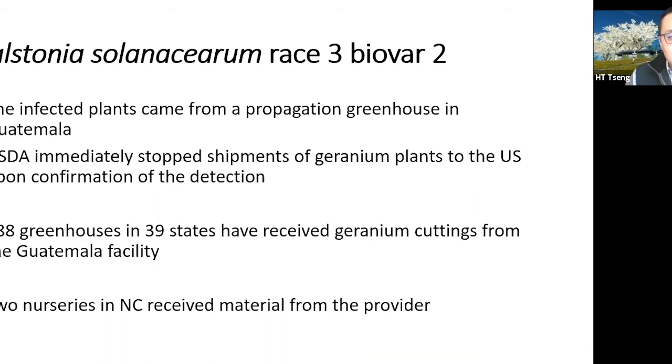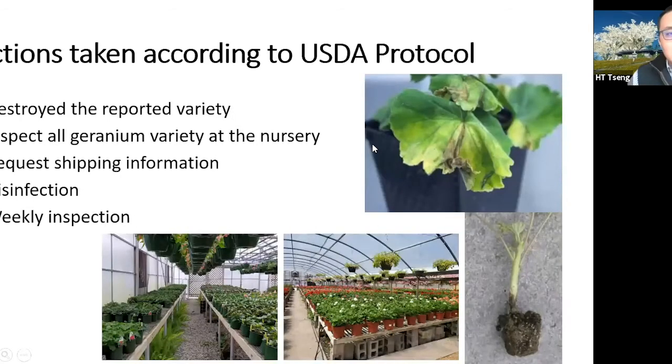Unfortunately for us, those greenhouses were mostly up in the Northeast, and there were only 2 nurseries in North Carolina that received this material from the provider in Guatemala. So what NCDA did was take immediate action according to USDA protocol. We destroyed the reported variety immediately and then inspected all geranium varieties at the nursery. We were looking for symptomatic plants.